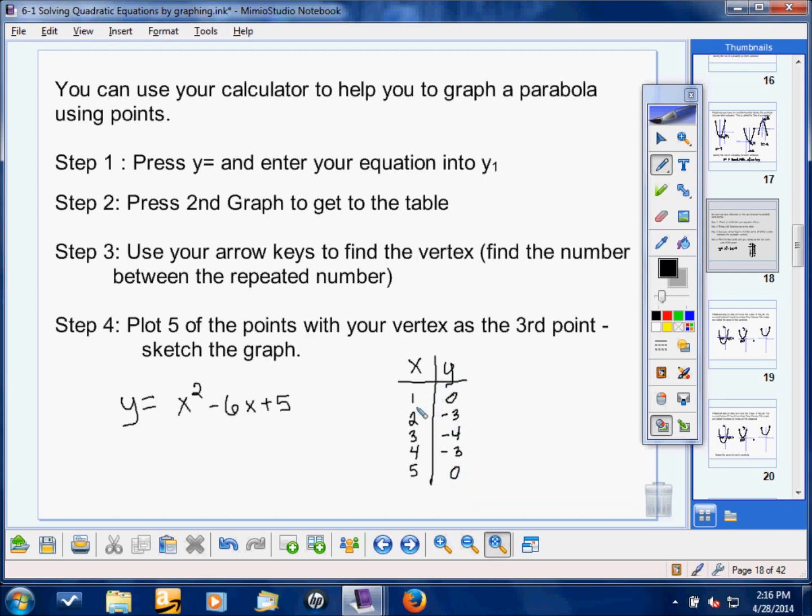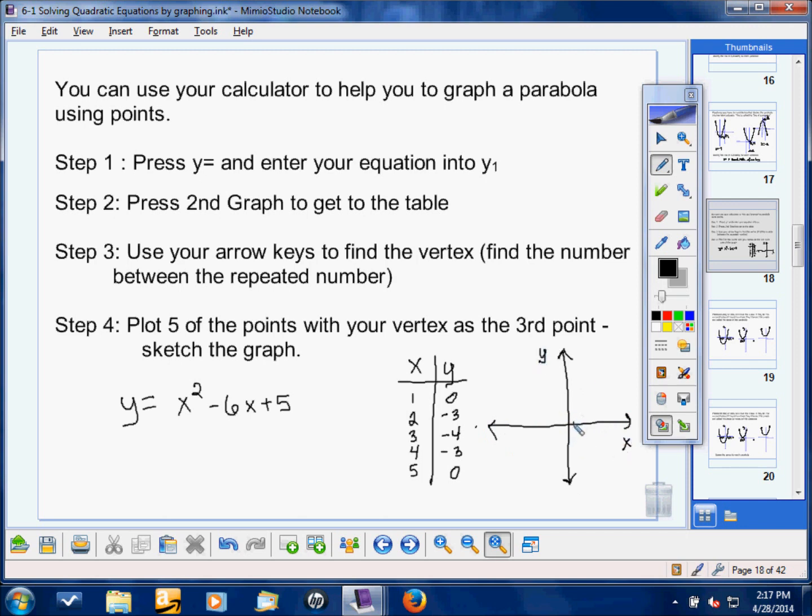So what we notice when you're using your arrow keys, you find out that there's a point where you've got the same number above and below. Like I said, we're only going to do this once because there are other methods that we're going to use. But I wanted you to see that the table of values exists. If you don't want to plug in each individual value, you can use this method to get a table of values, and then you can plot the points.